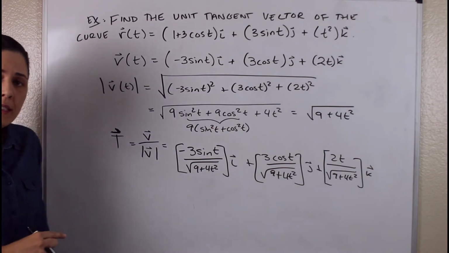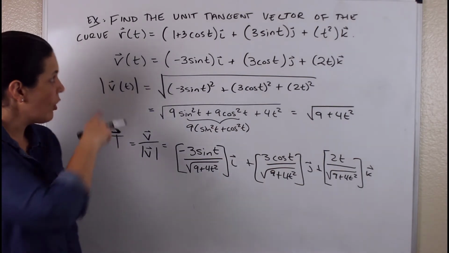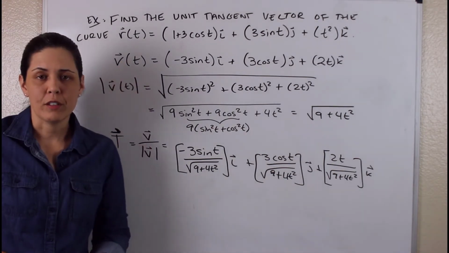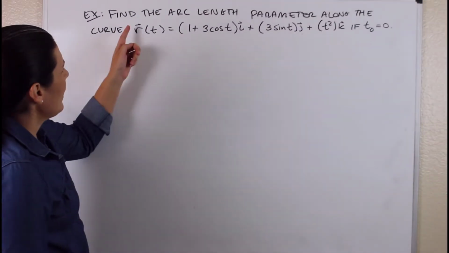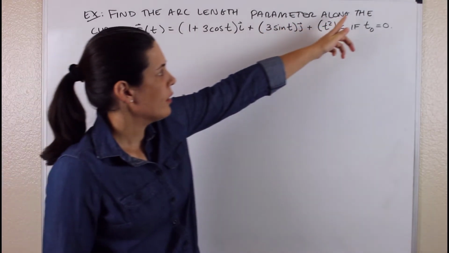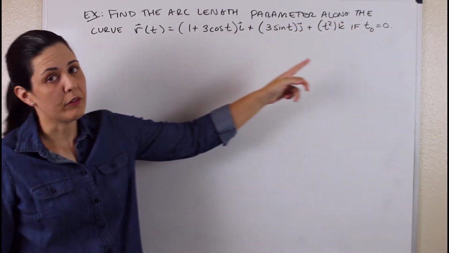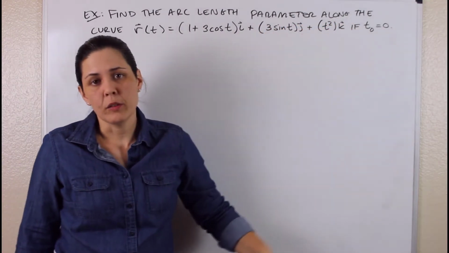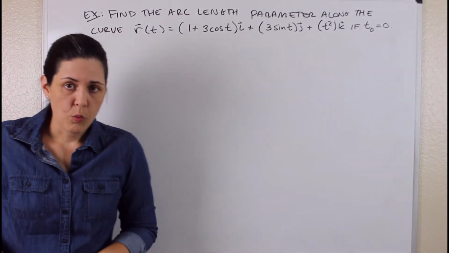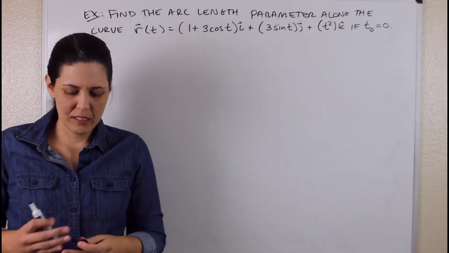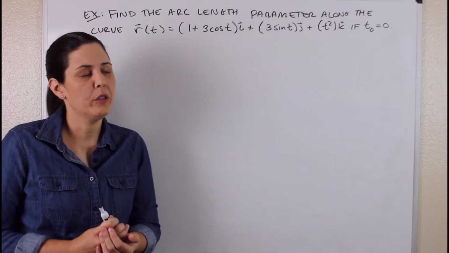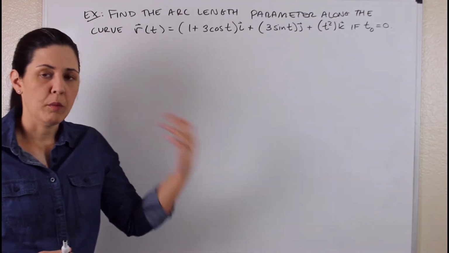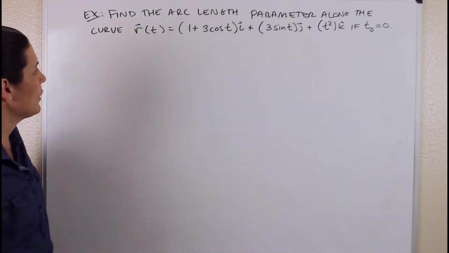We're going to do one last example, and it's going to involve this same curve. All right, so let's take a look at this last one. Find the arc length parameter along this same curve, and this is if t naught is 0. We already did some of the work, but this is actually a fairly complicated one. That's partially why I want to show you. There's a lot to kind of remind you of in this example. You'll see it as we do it.